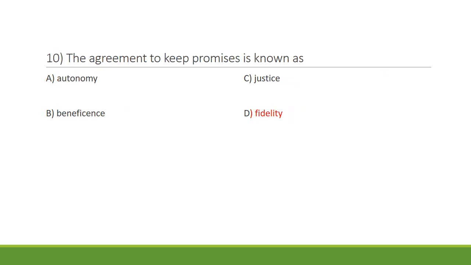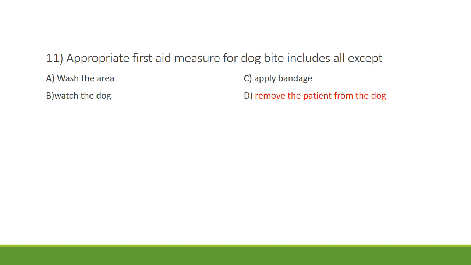Next question. The agreement to keep promise is known as A. Autonomy, B. Beneficence, C. Justice, D. Fidelity. Answer is fidelity. Next question. Appropriate first aid measure for dog bite includes all except A. Wash the area, B. Watch the dog, C. Apply bandage, and D. Remove the patient from the dog.